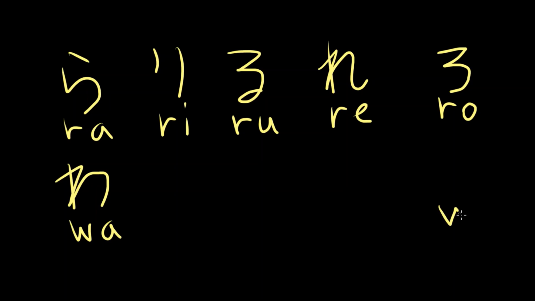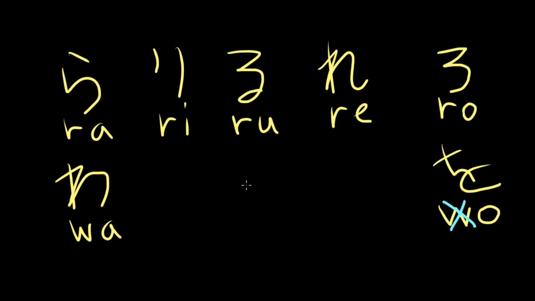And technically there's a wa, but I've never heard it pronounced wa. I'm not sure if it ever is. Maybe it is, I don't know, but it's usually pronounced o. Just an o sound, and it's almost exclusively used as a particle, as an object marker. So we'll get into that later too, but just remember that it's an o sound, not a wa. An o sound.